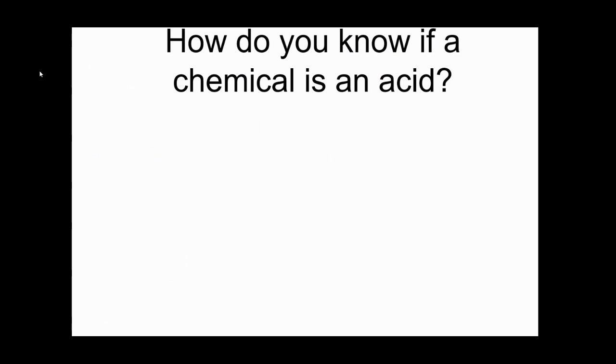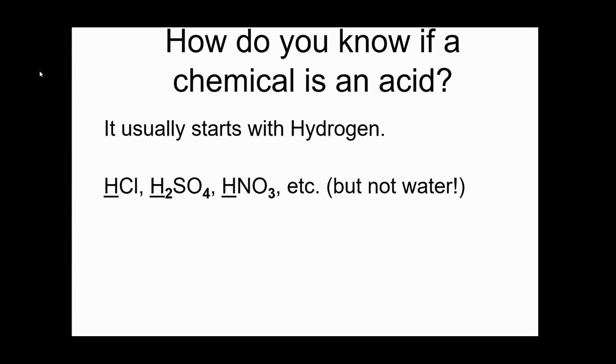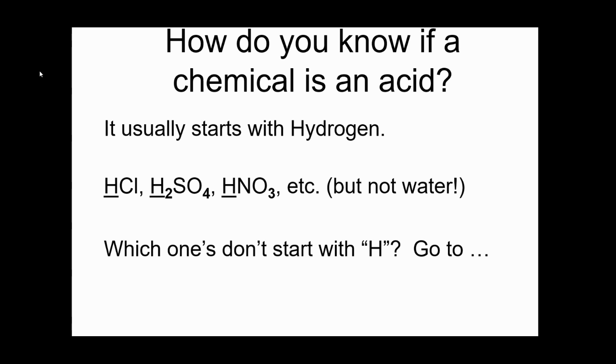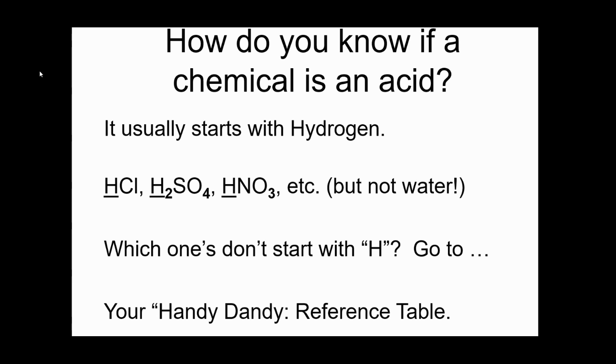So let's move on. How do you know if a chemical is an acid? Well, besides just pouring it on you, which isn't a good thing, right? You don't want to do that. So hopefully you just look at it, read the name, and if it usually starts with hydrogen, odds are pretty good it's an acid. So you have HCl, H2SO4, HNO3, etc., but not water. Water is not an acid. Which ones don't start with H? Well, you go to your handy dandy reference table, and they'll show you which ones.